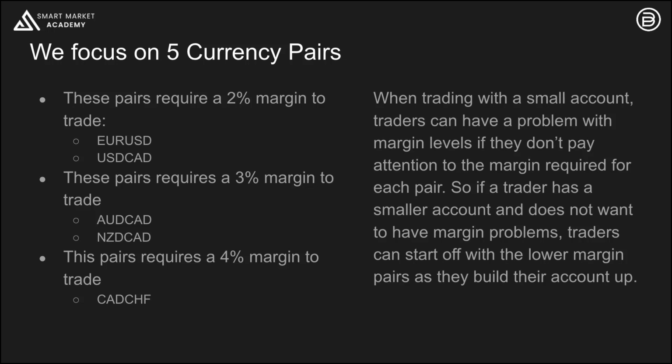Now, when trading with small trading accounts, traders can have a problem with margin levels if they don't pay attention to the margin requirement for each pair. So if a trader has a small account and does not want to have margin problems, they can start off with lower margin pairs as they build up their trading account. Instead of trading 5 currency pairs, start off with the Euro US dollar and the US dollar CAD. Then eventually, as your account builds up, you can go into the Aussie CAD or the New Zealand CAD and possibly even the CAD Swiss. But build your portfolio up.